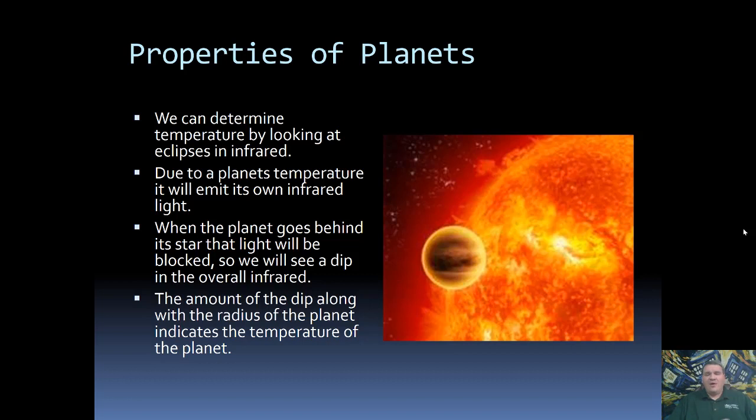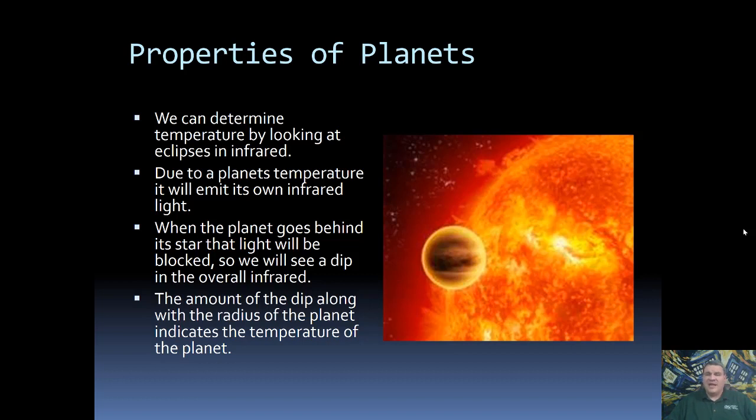Now, we may also be able to determine the temperature of the planets during an eclipse. Remember, an eclipse is where the planet goes behind the star. If the planet itself is really hot, it'll give off a lot of infrared light. If we see the star and the planet side by side, we add all of that light together and it's brighter. But when that planet goes behind the star, that infrared light is blocked from our view and we see a dip in the light curve.